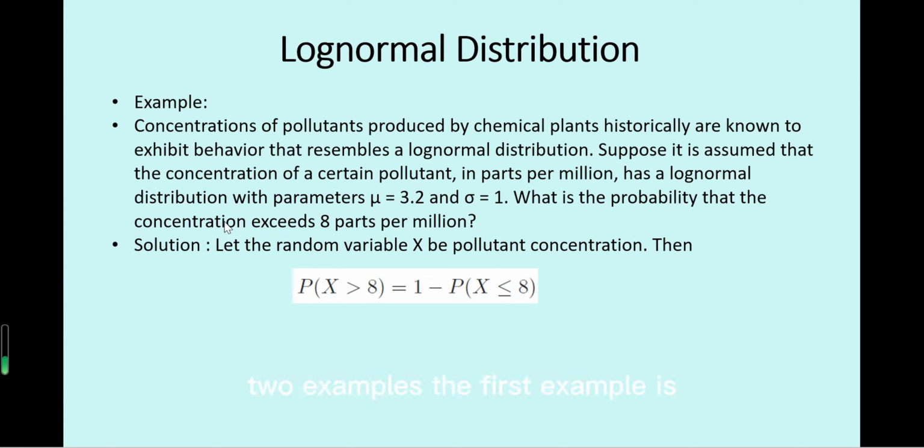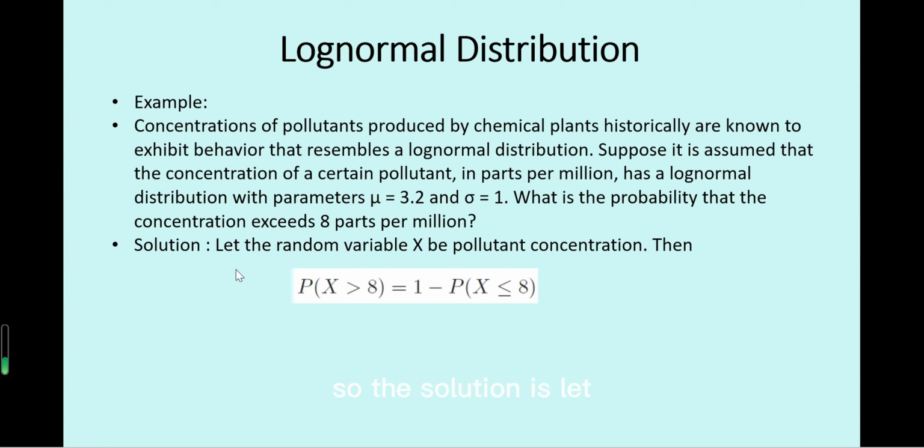The first example is that the concentrations of pollutants produced by chemical plants historically are known to exhibit behavior that resembles a log-normal distribution. Suppose it is assumed that the concentration of a certain pollutant in parts per million has a log-normal distribution with parameters mu 3.2 and sigma 1. The question is, what is the probability that the concentration exceeds 8 parts per million?